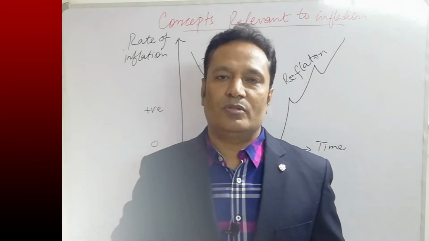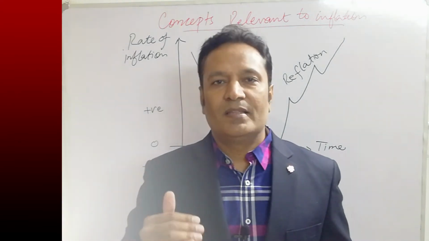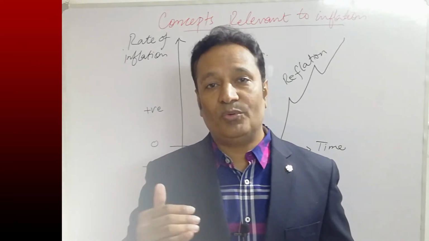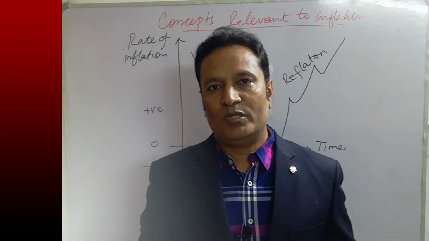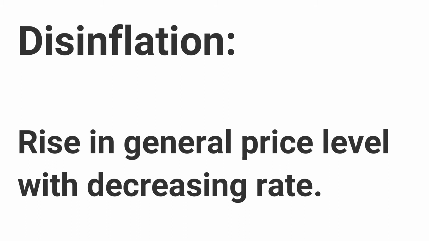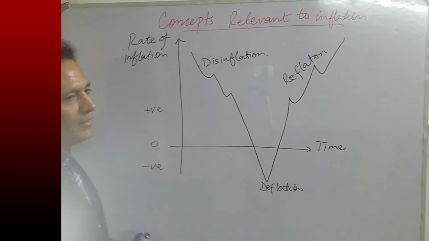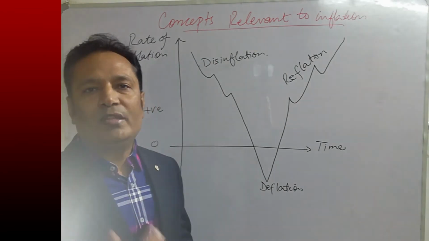And sometimes the rate of inflation or general price level increases with an increasing rate, sometimes it increases with a decreasing rate, and sometimes it falls, and in some situations there might be a rise in inflation as well as the rate of unemployment. So whenever the general price level increases with a decreasing rate, in this situation when the rate of inflation is decreasing, it does not mean that prices are falling, it means that prices are increasing with a decreasing rate.